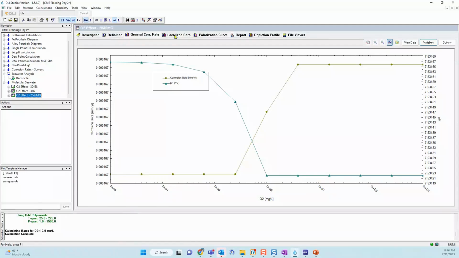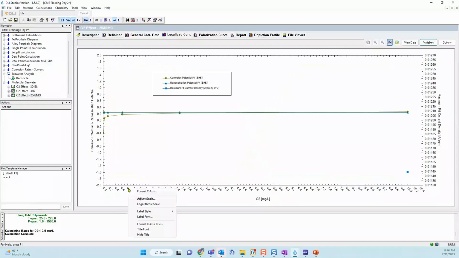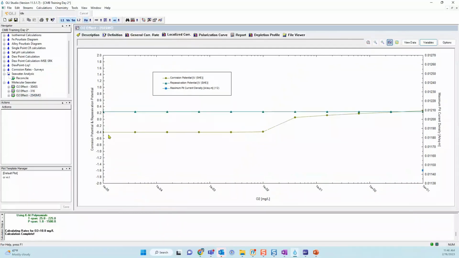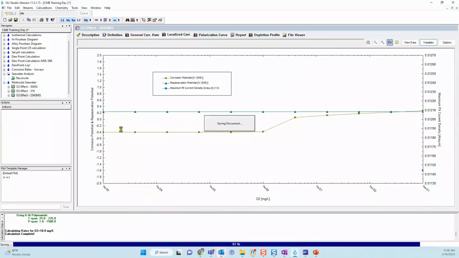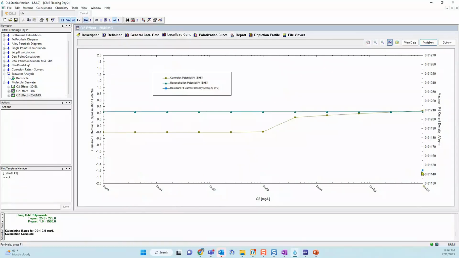What I am interested to know is the localized corrosion piece. And you will see here, okay, at some point, virtually when the oxygen is saturated, is where you start seeing that the corrosion potential is higher than the repassivation potential. But overall, in most of the concentrations that we have studied, this alloy is not as susceptible to localized corrosion as the first two alloys that we studied. Okay.